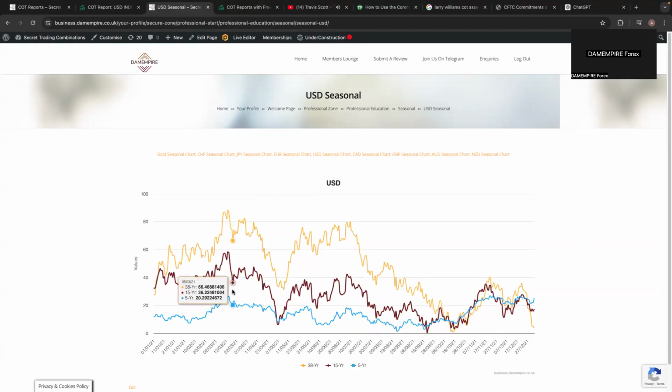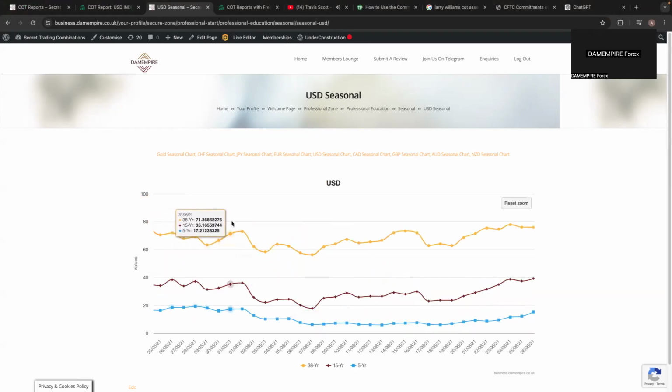Okay, so let's look at the current date. Today is the 2nd of June. Just zooming in. So we're here, and we're expecting USD to go short. From what we're seeing here, the 5 years is showing short. That's going to go down for a little while.